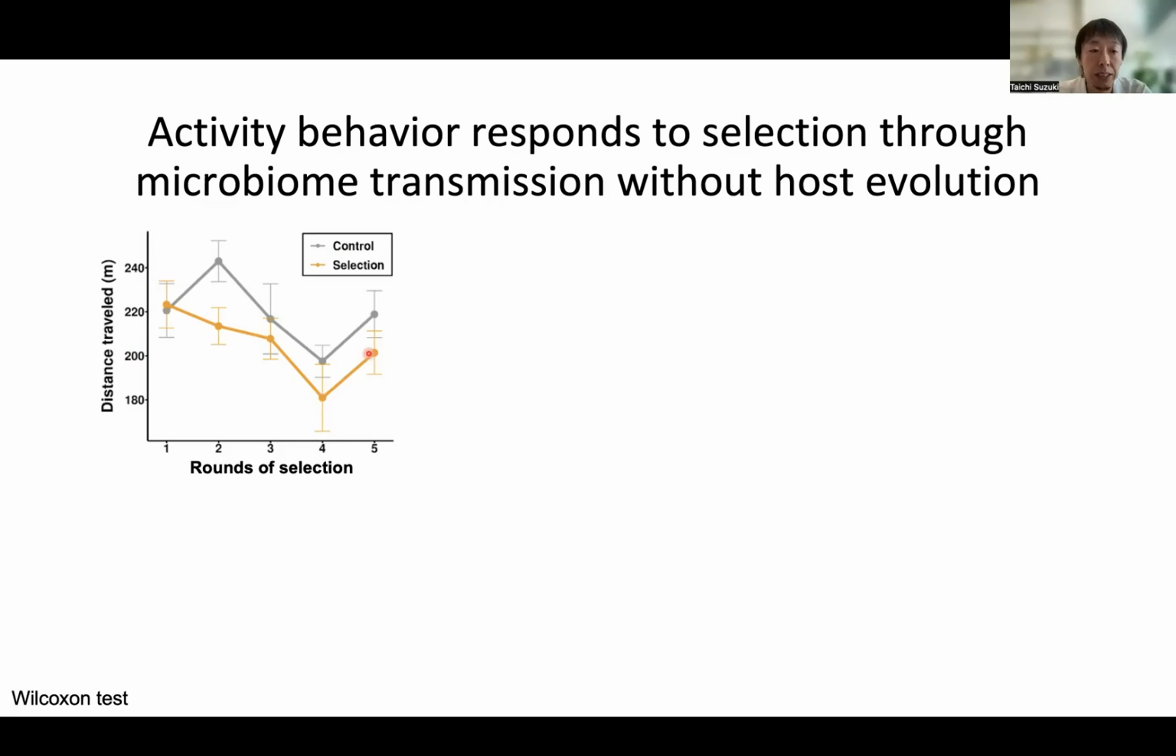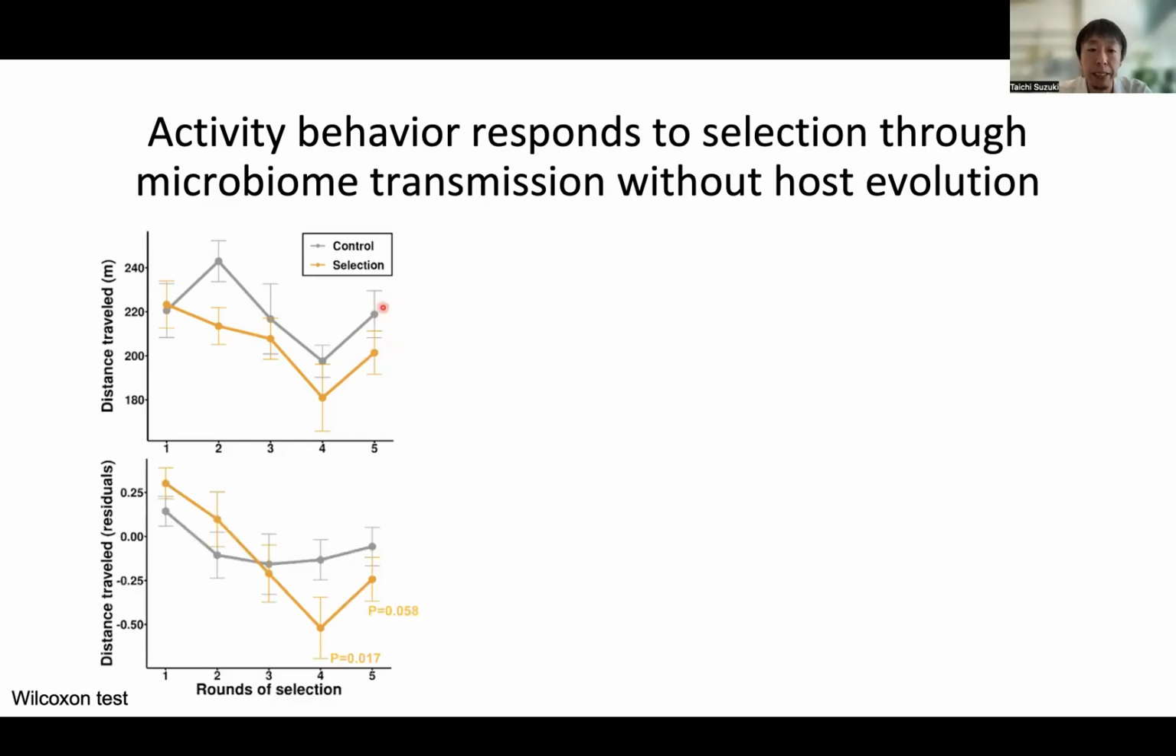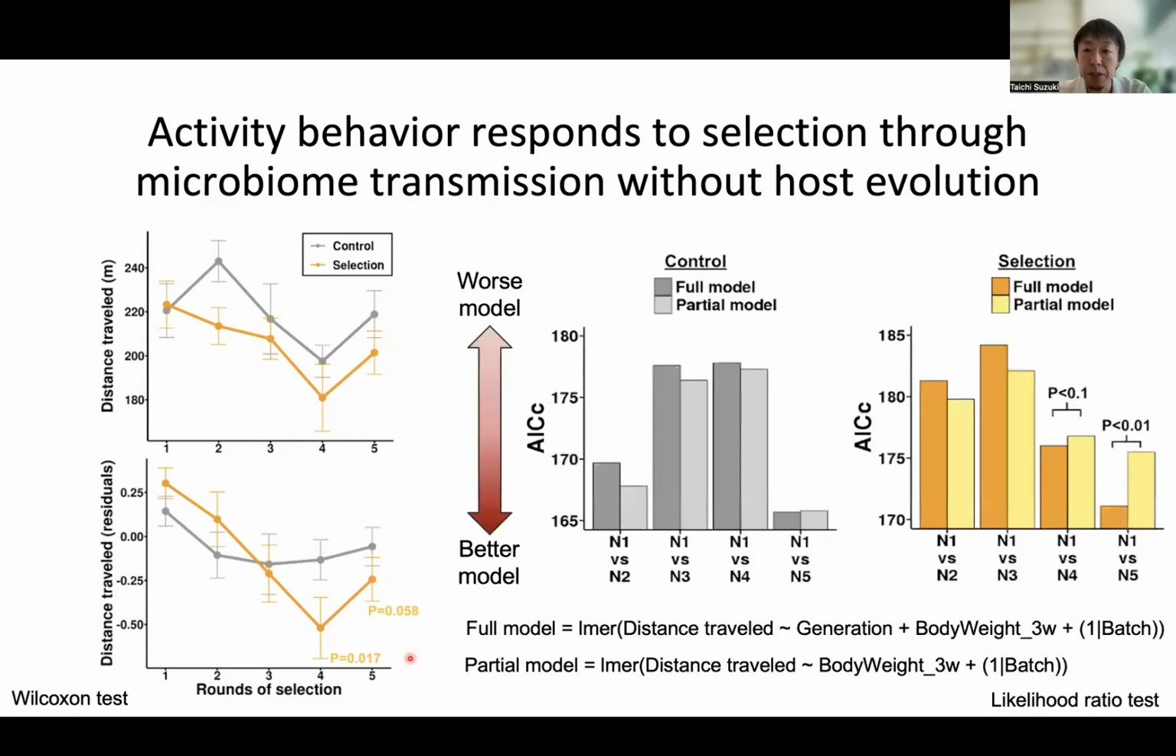So consistent with the prediction, but they were not statistically significant. But after accounting for batch effects and body weight at weaning, we start seeing the significant shifts in behavior only in the later generations, again, consistent with the prediction. And this model comparison also supports this result.